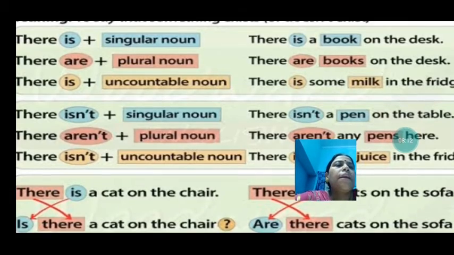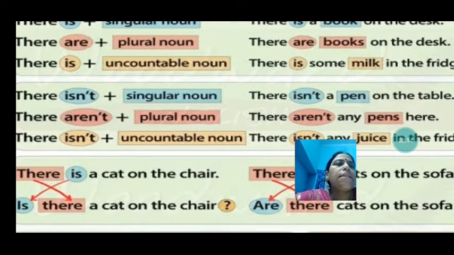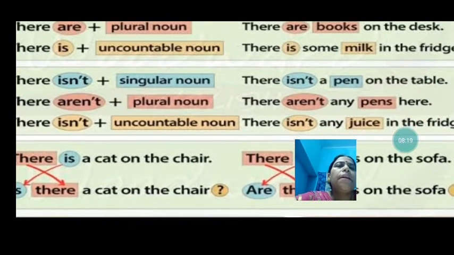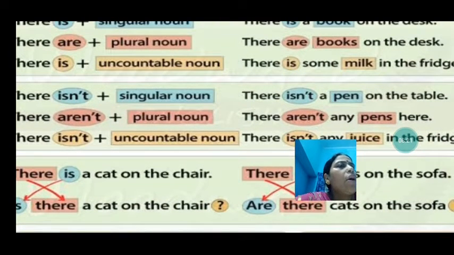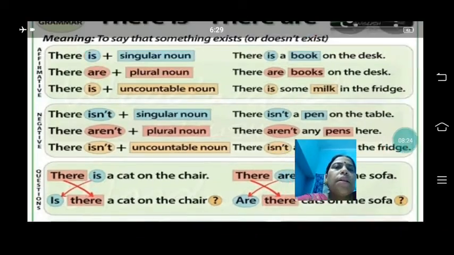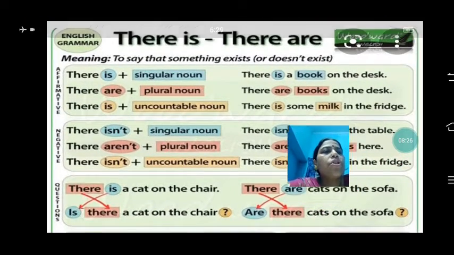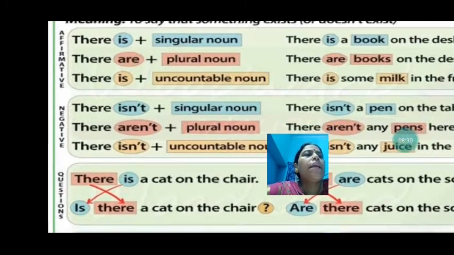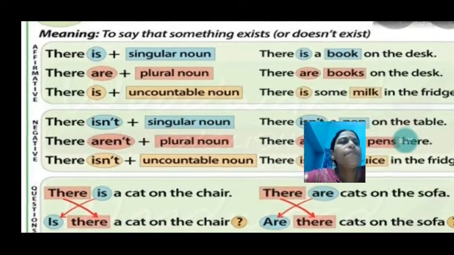Okay. Then there is some milk in the fridge. Now children, there is some milk in the fridge. Now how will you change it? Is there, not to change into a question, say, is there, some will change into any. Is there any milk in the fridge?